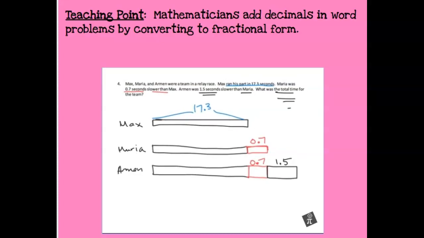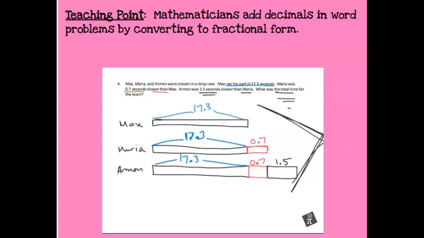So now the question is, what is the total time? So the idea is, what is the entire total time? So what are we going to do? Well, we know that this piece is 17.3. That means this piece right here is also 17.3.